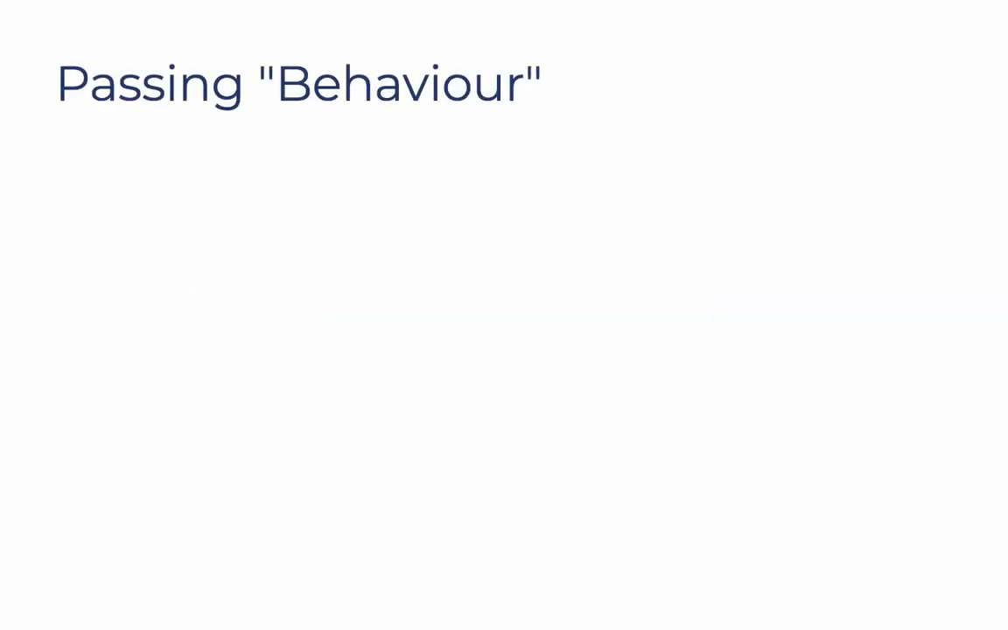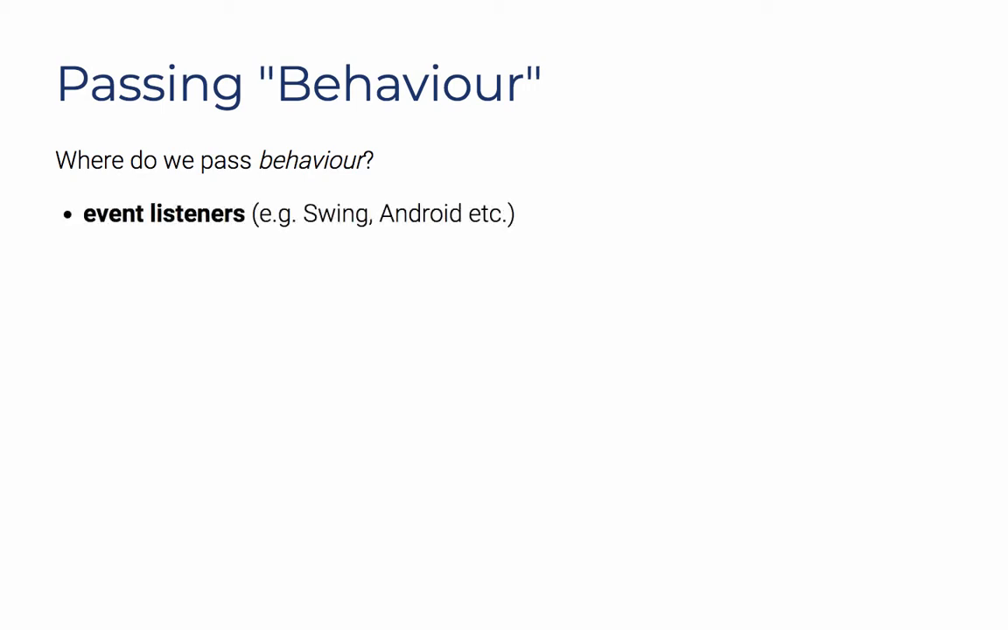Whereas we predominantly pass data around in a system, packaging functions up into Lambda expressions allows us to pass behavior around. Let's just take a quick look at where we are already used to passing behavior. The most common scenario that springs to mind are event listeners. This is where you pass some code to be executed in response to a button press, for example. This is common in Swing and Android through action listeners and click listeners.